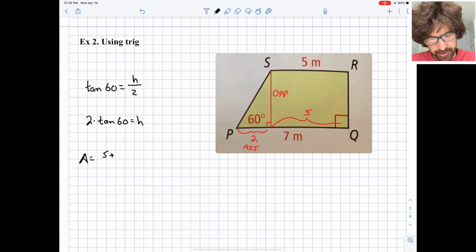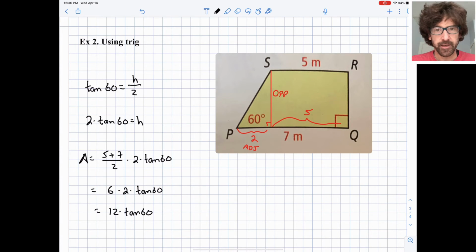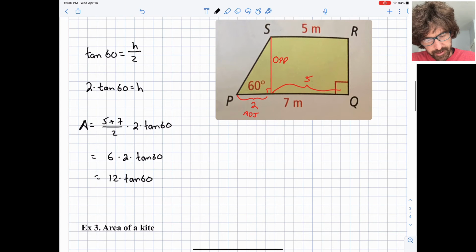We have to find the average of the two bases. And hopefully you can see that's going to be 6 times the height. Okay, so this equals 6 times 2 times the tangent of 60, which is 12 times the tangent of 60, which would be a fine exact answer. But let's go to our calculator and get a decimal approximation. And this is approximately 20.78, and that would be meters squared, square meters.